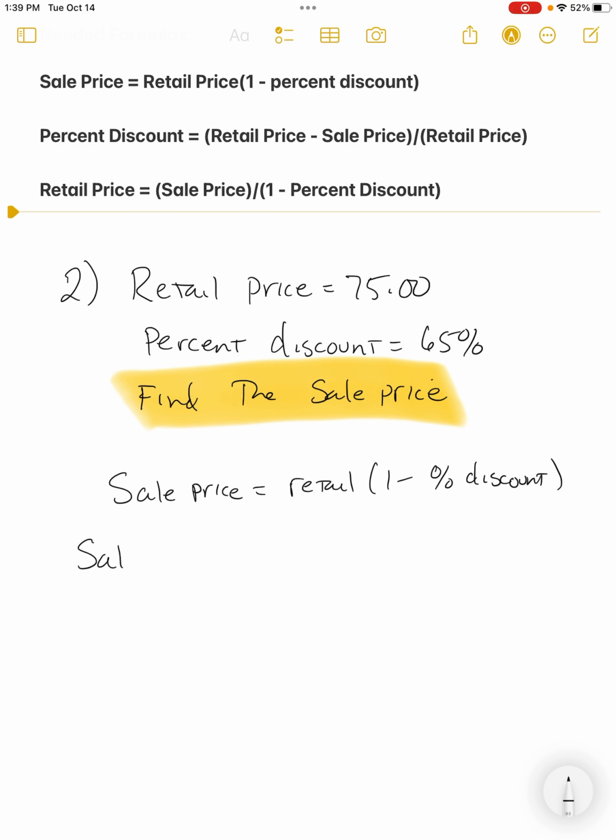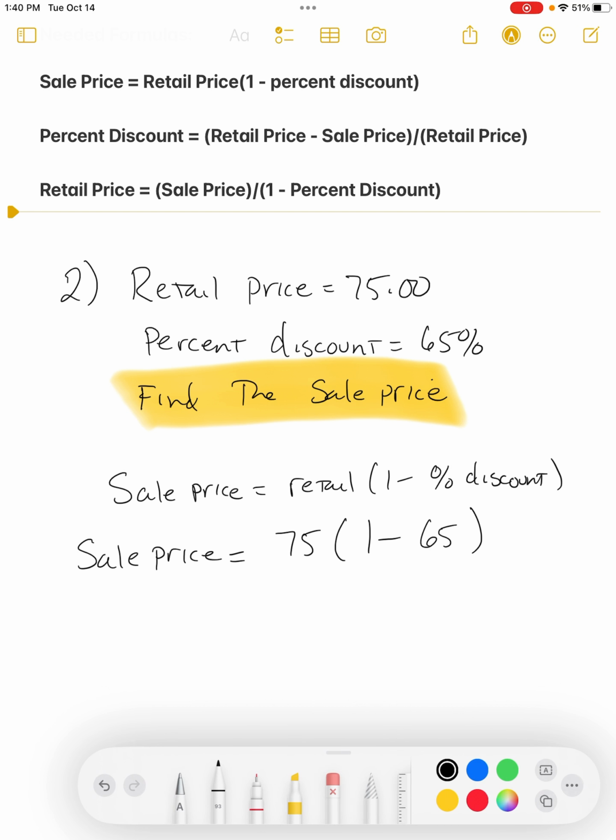So sale price is what I want, so I won't be able to plug in for that. But I should be able to plug in for the others. Well, what did they tell me the retail price was? Well, they told me it was $75. And then 1 minus the percent discount. Well, the percent discount they gave me is 65. So if I put a 65 in here, my answer is going to be wrong. It's going to be some crazy negative number that doesn't make any sense.